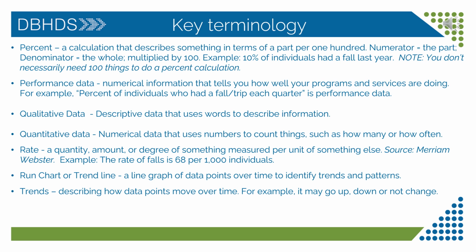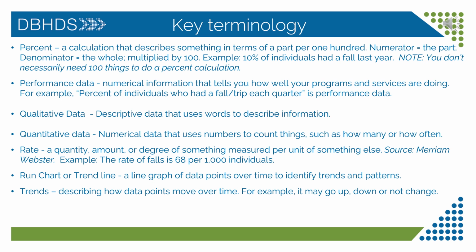Performance data is numerical information that tells you how well your programs and services are doing. For example, if you look at the percent of individuals who had a fall or trip each quarter last year, this is performance data. Qualitative data is descriptive data that uses words to describe information. Quantitative data is numerical data that uses numbers to count things, such as how many or how often.